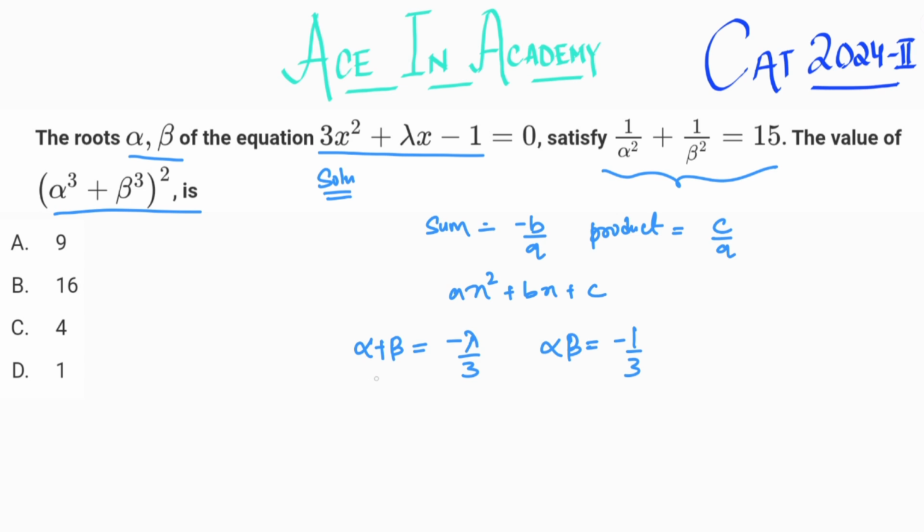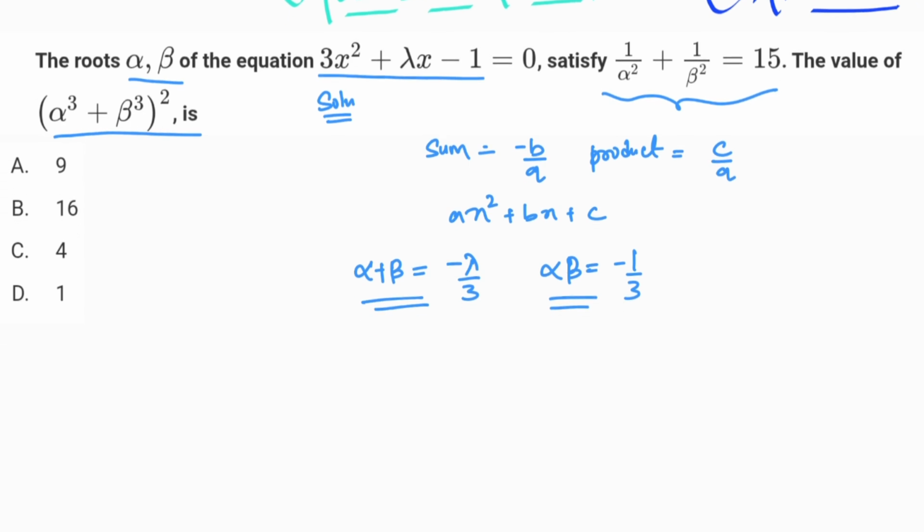Now by using these two values, we can easily find the value of lambda, and then we can easily find the value of (alpha cube plus beta cube) whole square. So what we have to do is replace these values in this: 1 by alpha square plus 1 by beta square is equal to 15. Now we can rewrite it as (alpha square plus beta square) by (alpha square into beta square) is equal to 15.